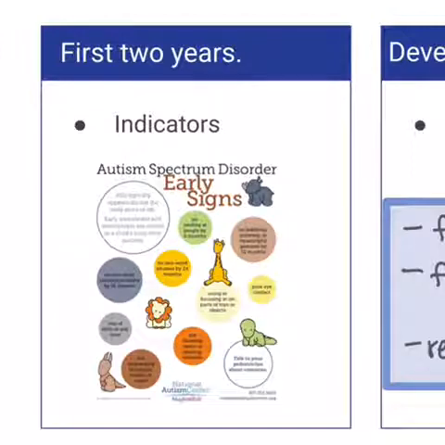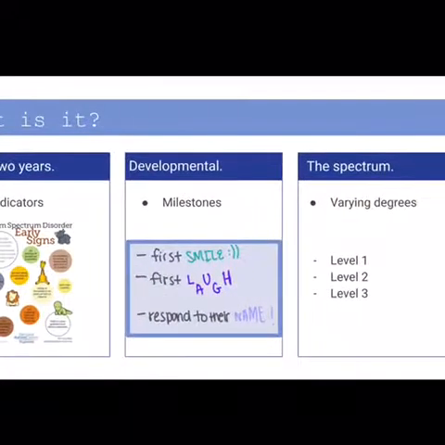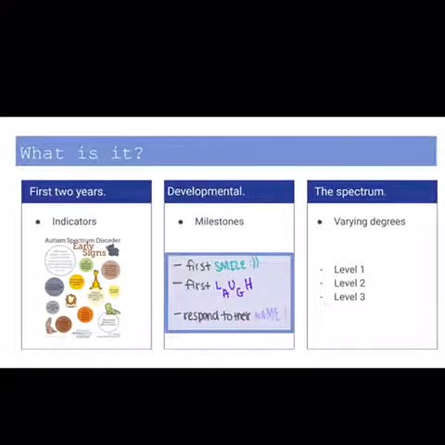If they're not smiling, they're not laughing, it's usually a sign of concern. So with these, they may not have their first smile when you think they will, they may not have their first laugh when you think they will, and it takes a while for them to respond to their name. And so for the spectrum, there are varying degrees, level 1, 2, and 3, and with these varying degrees, there are different needs for different children on these different levels. And Chelsea will go into detail on the next slide.